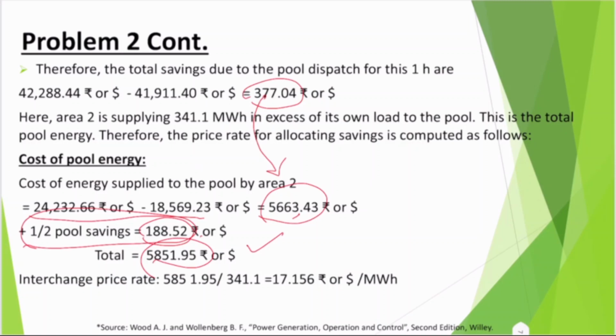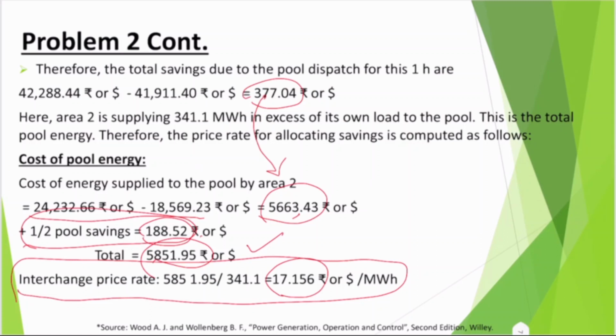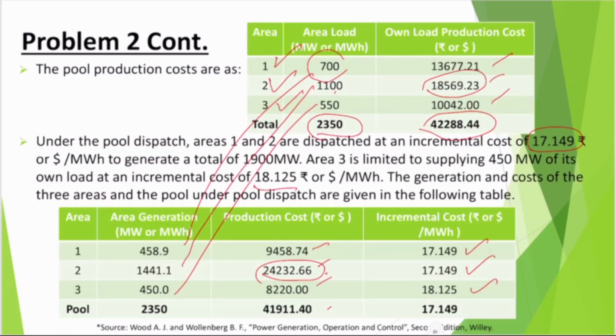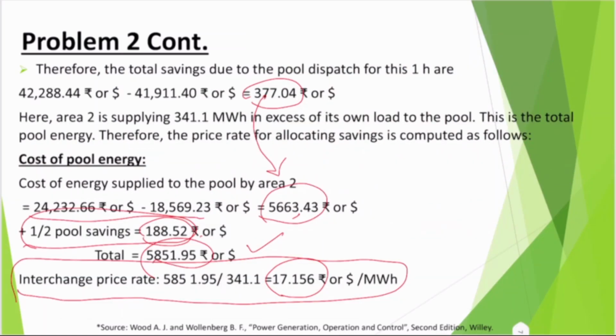So now the interchange price rate for the additional energy will be 5851.95 upon 341.1, and this is going to be my final cost for that additional energy. So if you see this, 1100 megawatt is now being supplied as 1441. Due to this addition, a cost will be paid on and above 18,0569, and that cost is going to be 5851, and the per unit cost, if you calculate, is going to be 17.156.